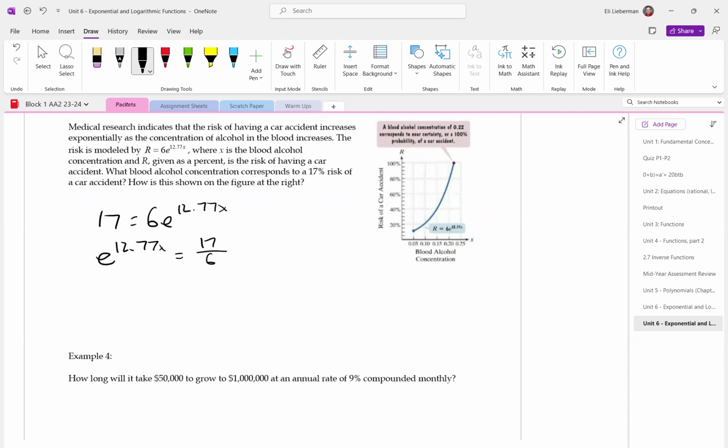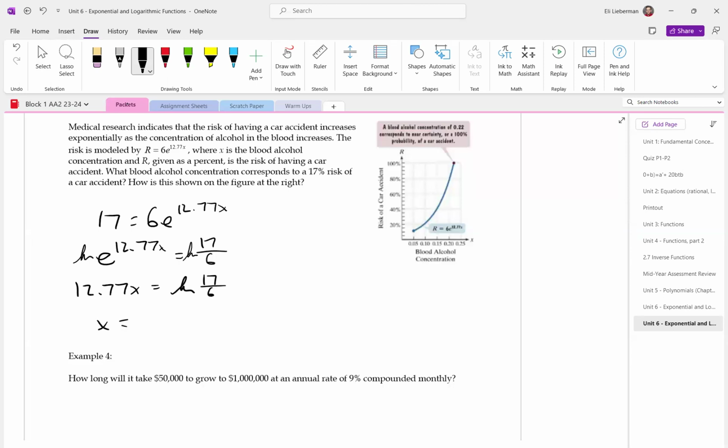Ln on both sides. We could take the ln on both sides. That's a nice choice. I like it. So when you want to pick the log, you have log of e or ln. Whatever you like. I think ln is a great choice here. And what happens when you take the ln on both sides?